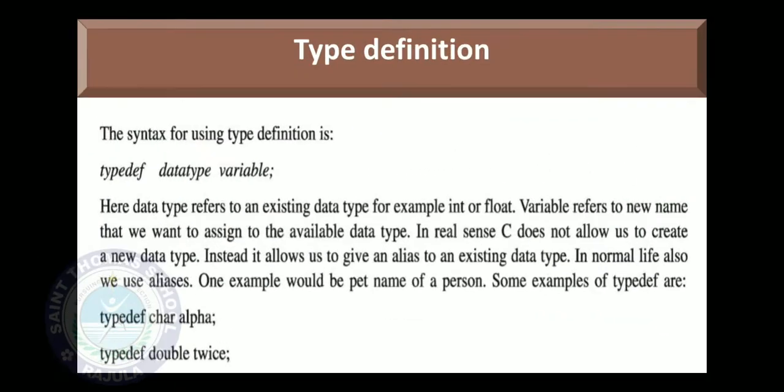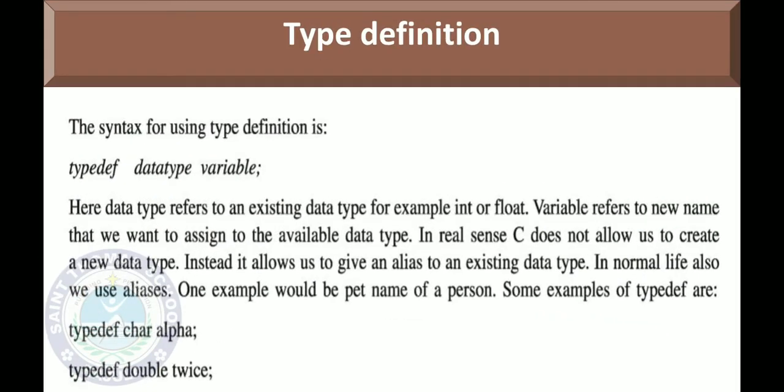So let's first see typedef. It stands for type definition, and in short, as a keyword, it is used as typedef. The syntax of typedef is the first keyword typedef, then the data type. Data type means any existing data type among the basic data types like integer, float, character, anyone. And then the variable. So what is there here in the C language?